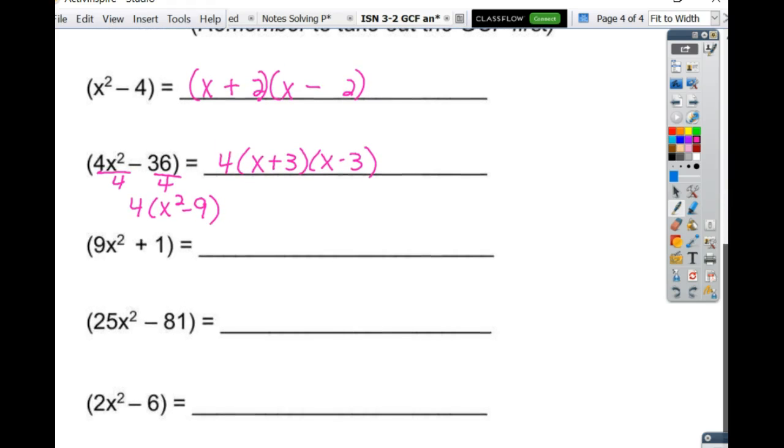Can I do the next one? Why? There's a plus sign there. It has to be minus, so this is prime. 25 and 81, is there any greatest common factor? Are they perfect squares? They are. What's the square root of 25x squared? 5x and 5x. And the square root of 81? 9 and 9 and 1 plus and 1 minus.